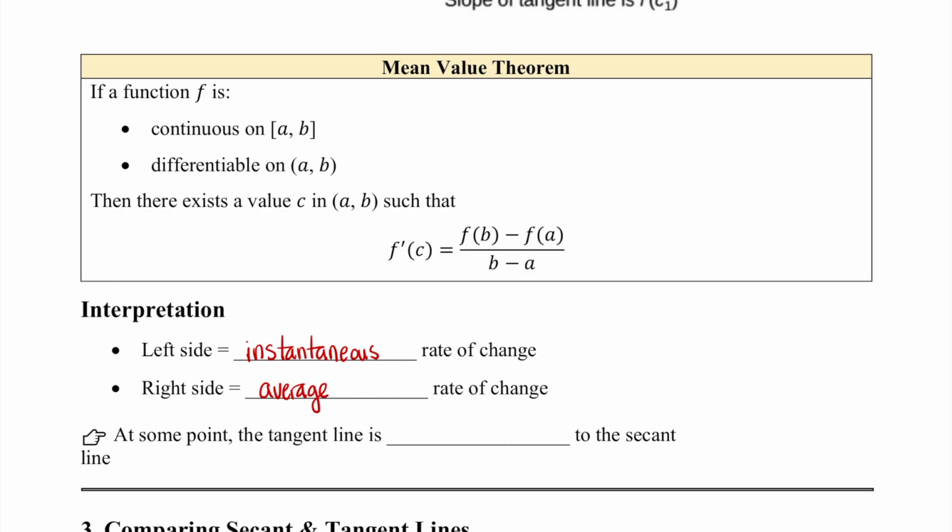So the mean value theorem is saying at some point, the slope of the tangent line is equal to the slope of the secant line, which means the tangent line is parallel to the secant line.